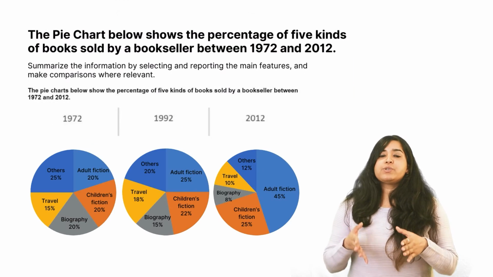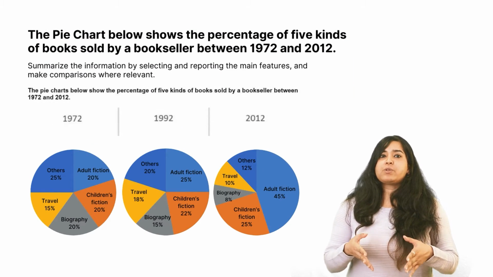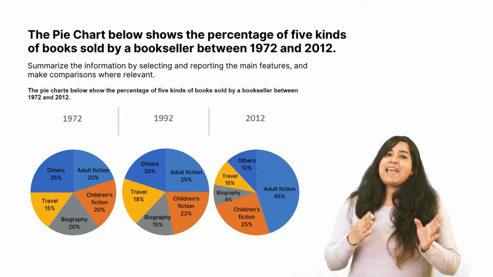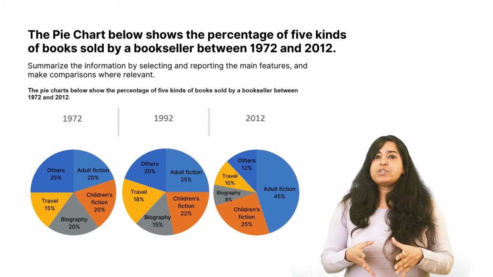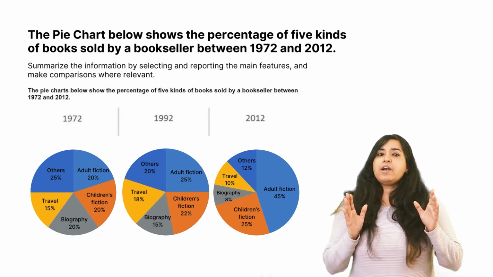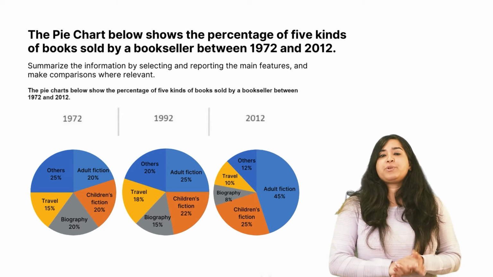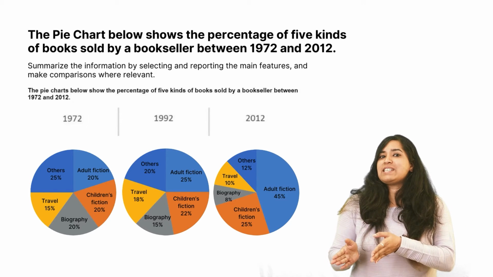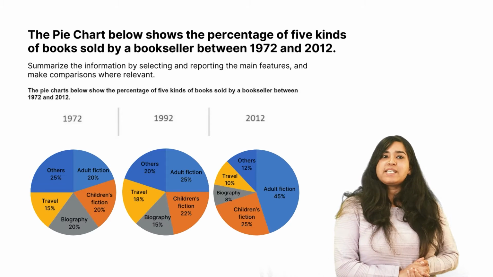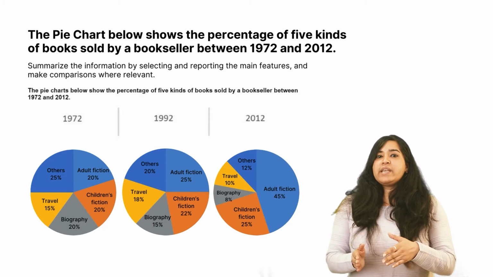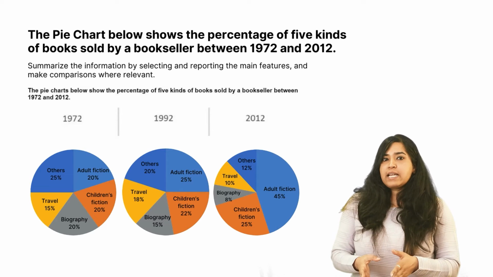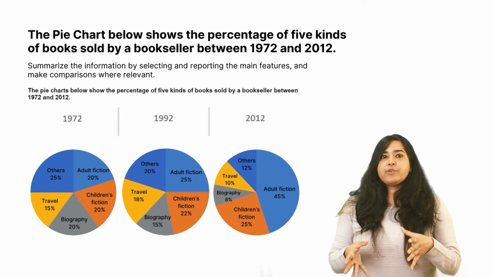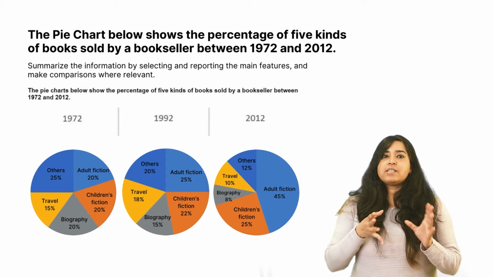All right, now that we have some vocab and phrases to get us going and sorted out our tenses, let's look at our question for this lesson. The pie chart below shows the percentage of 5 kinds of books sold by a bookseller between 1972 and 2012. Summarize the information by selecting and reporting the main features and make comparisons where relevant. Now, from what we can see, this question has multiple pie charts that we can use to compare and contrast. Right? Let's start our process by analyzing our data. We can see that there are 3 years and the data ranges between 1972, 1992, and 2012, which means it's over the span of 40 years with a gap of 20 years in between.